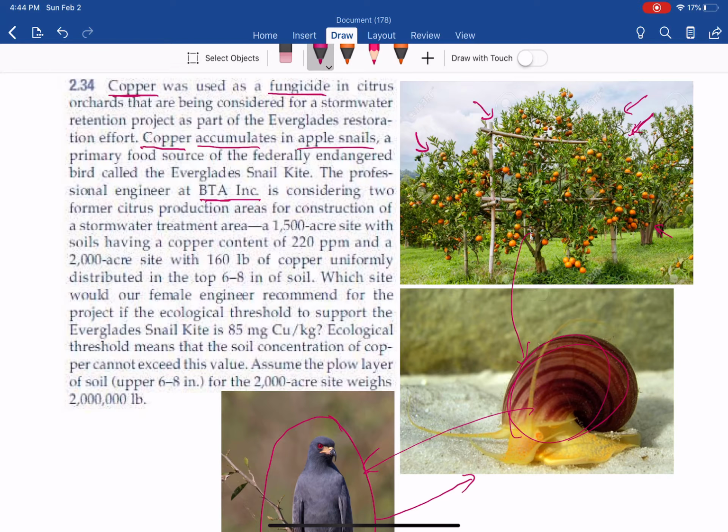Okay. So now the professional engineer at PTA, a company incorporated, is considering two former citrus production areas. They want to construct a stormwater treatment area. They want to make sure that the stormwater is treated after rain comes, washing the citrus trees with all this copper, which will come to the stormwater and pollute, and of course be accumulated in the snail, and the bird will eat the snail and get copper poisoning. So there are two former citrus production areas for construction of a stormwater treatment area.